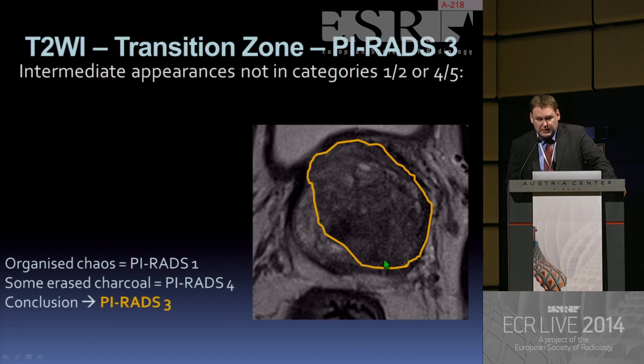Or, for example, this lesion, which is very often seen in patients with a huge adenomatous prostate, where we can see something like that. Organized chaos, for example, this area is definitely a BPH nodule, PI-RADS 1. But here in this area, some erased charcoal sign, but it's still within the nodule. It could be PI-RADS 4, but in all, the conclusion is PI-RADS 3.